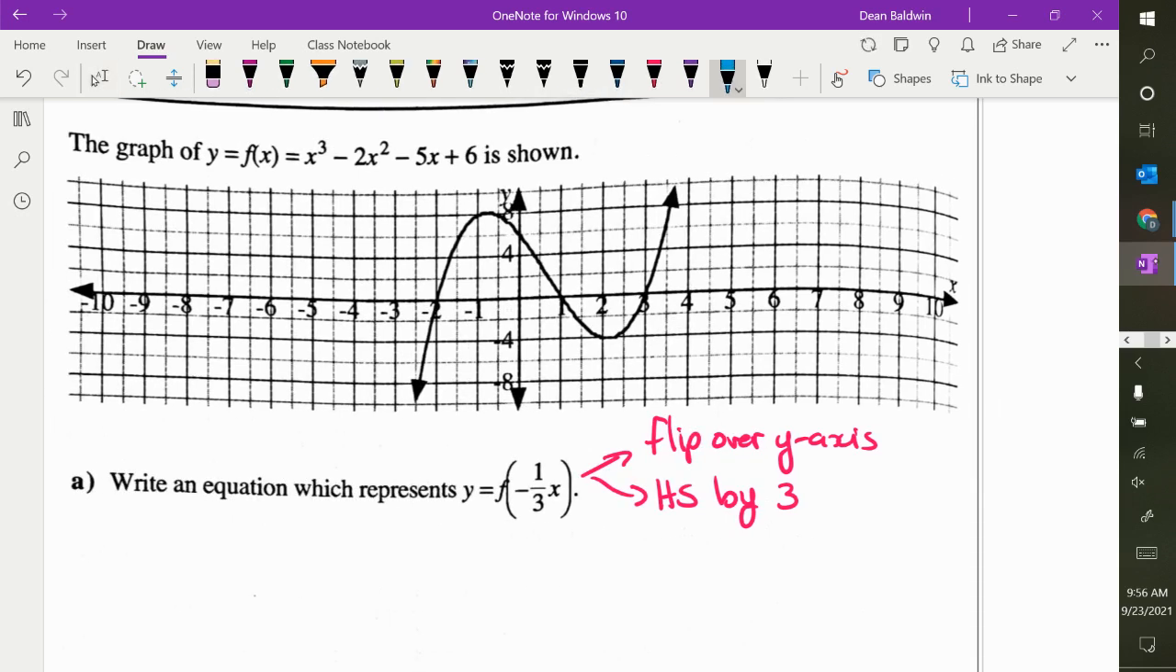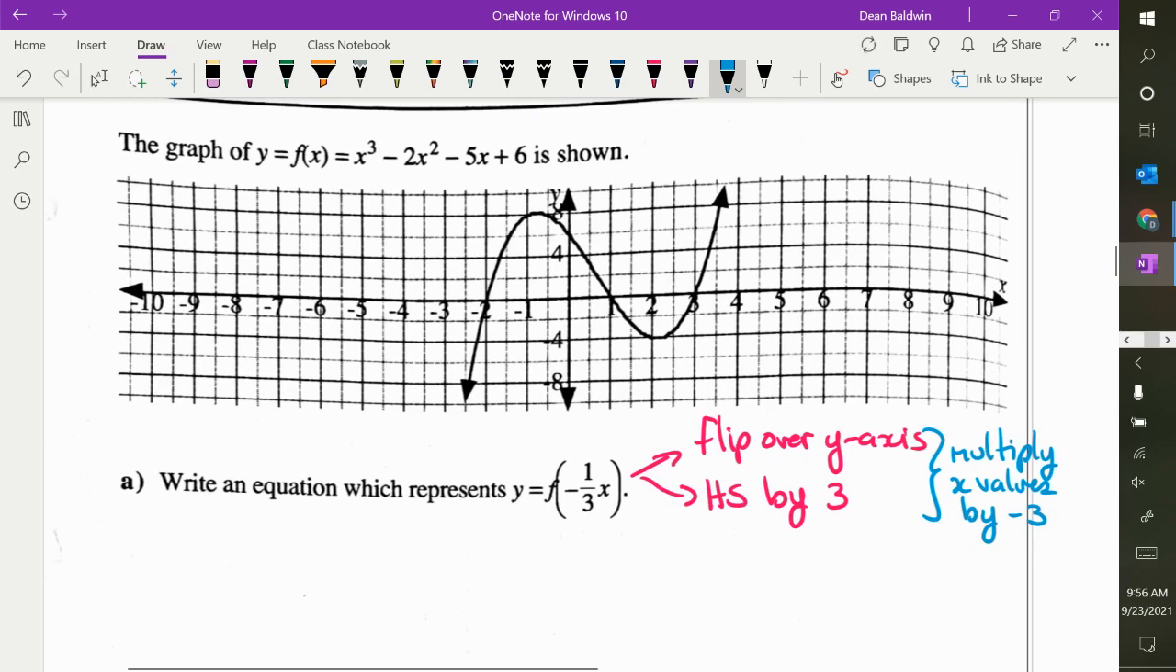Again, the shortcut is multiply x values by -3. All right. What point doesn't change? Y-intercept. So this point right here is not going to change. Again, pick the nice easy points. So the easy points to me, because it's only the x values that are changing, would be your x-intercepts to move and the peaks and the valleys.